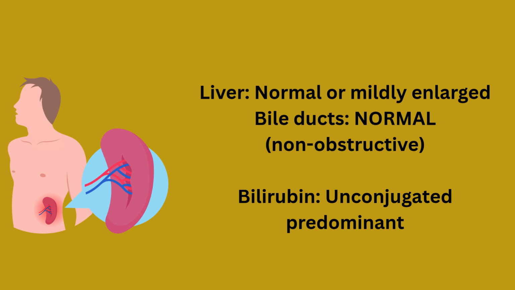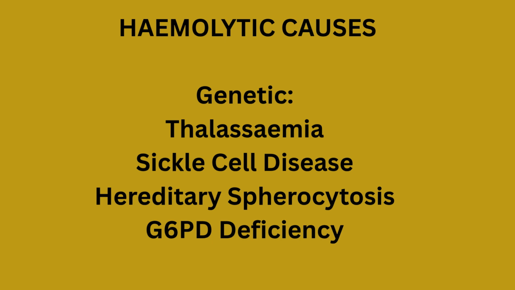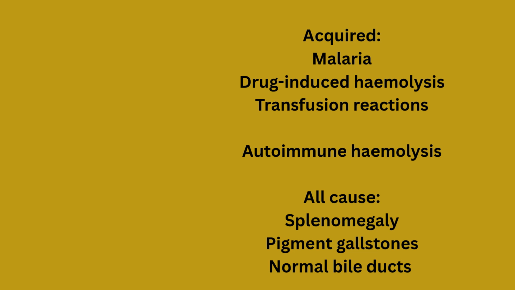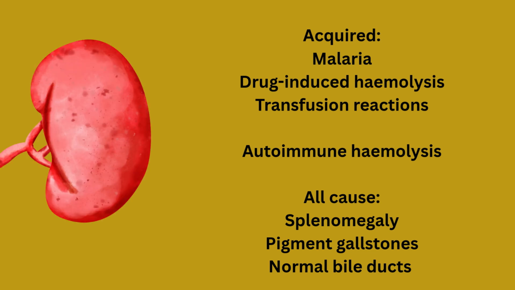The hemolytic causes: genetic and acquired. Genetic causes include thalassaemia, sickle cell disease, hereditary spherocytosis, and G6PD deficiency. Acquired causes include malaria, drug-induced hemolysis, transfusion reactions, and autoimmune hemolytic anemia.